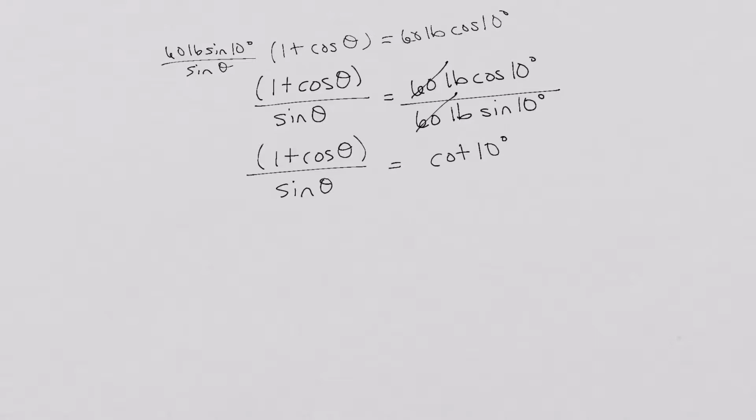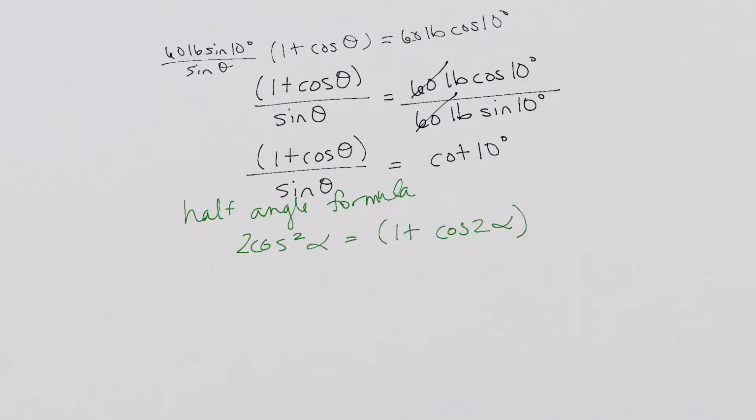So what I did was, I don't remember all these relationships, so I downloaded a trig cheat sheet. I'll actually include that with the videos, just so you can use that as a reference. But one of them in there is the half angle formula. So I'll do this in a different color. And for that, you have 2 cosine squared alpha equals 1 plus cosine 2 alpha. So that could be helpful for us doing something with this 1 plus cosine of theta.